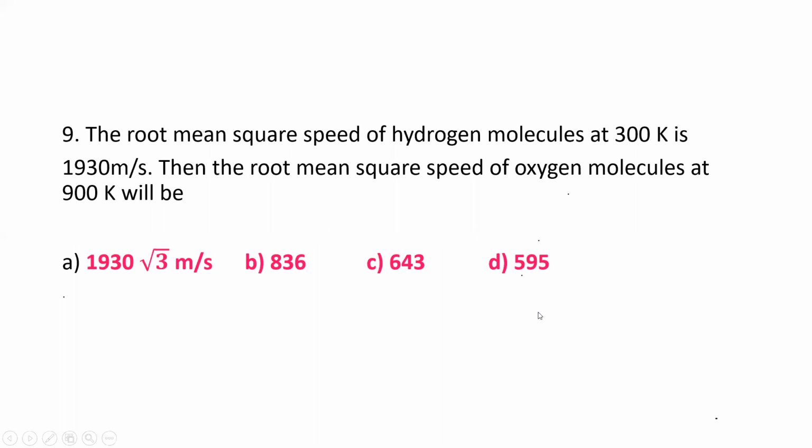Next question. The root mean square speed of hydrogen molecule at 300 Kelvin is 1930 meter per second. Then the root mean square speed of oxygen molecule at 900 Kelvin will be. So here we need to take the ratio of the molecules.